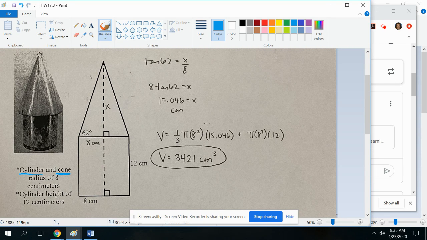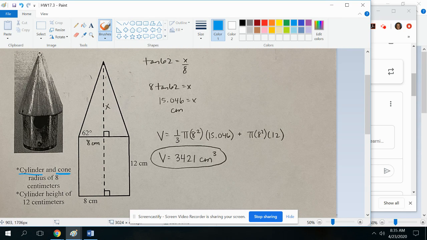So I went ahead and filled in everything, but I'll go with you step by step of where this is coming from. I said if I added the two volumes together, I could first start with the cone. You could have started with the cylinder, doesn't matter. So the cone formula is always 1/3 pi times the radius squared, which we know is 8, times the height of the cone, which I didn't know, so I'll go back to that in a second. Plus, I did the cylinder volume, which is pi times the radius squared, there's the 8 again, times the height of the cylinder, which happens to be 12.